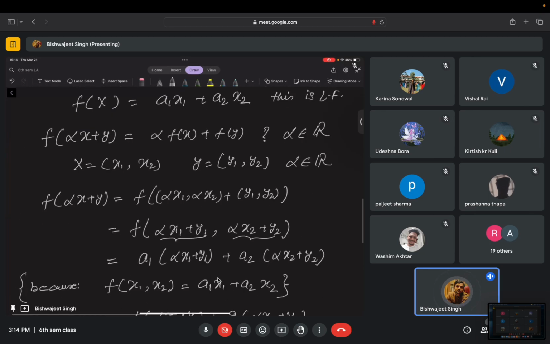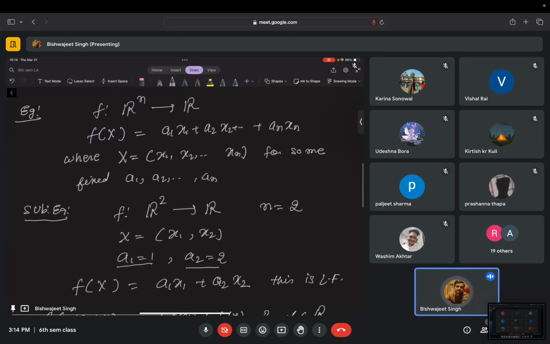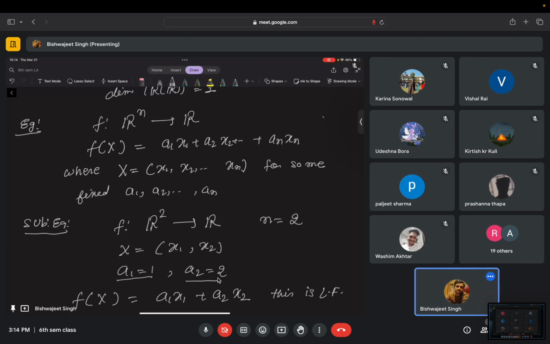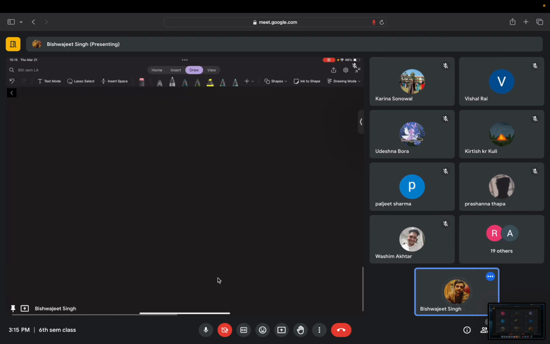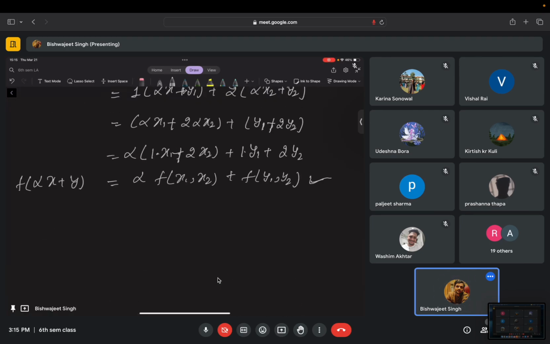So this is just an example to show that any linear transformation of this category is actually a linear functional, because we can see that Rn is a vector space and R is a field. So we are defining a linear transformation from Rn to R, and it also satisfies this condition. So this is just an example for R2. In general, this is true for Rn.